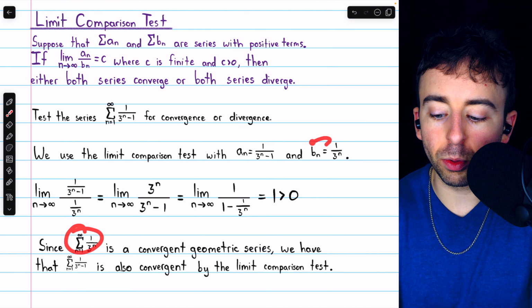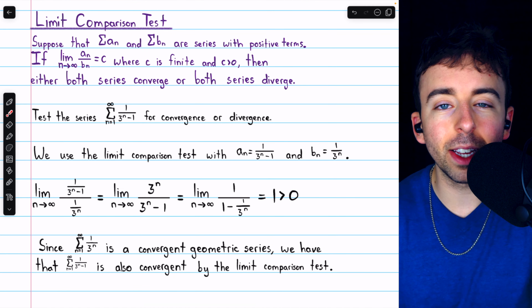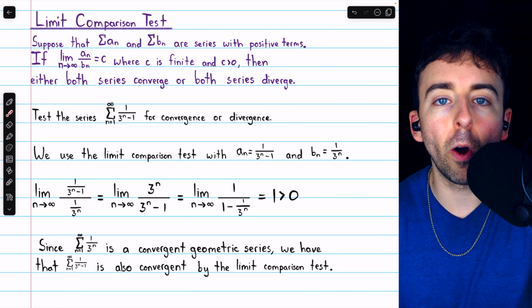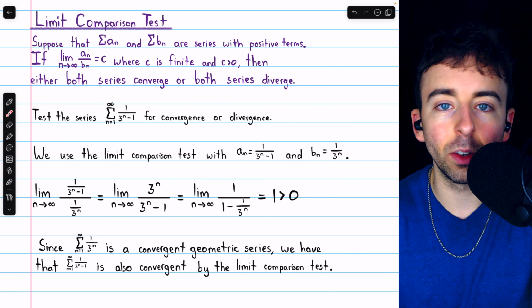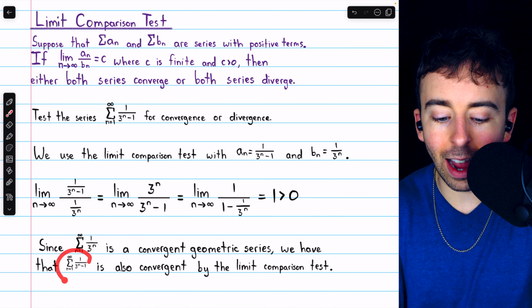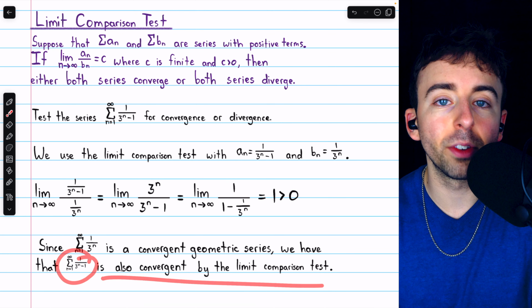Again, we know the series we are comparing to converges because it's a geometric series with r equal to 1/3. That has a magnitude that's less than 1, so it converges. Thus, our original series is also convergent.